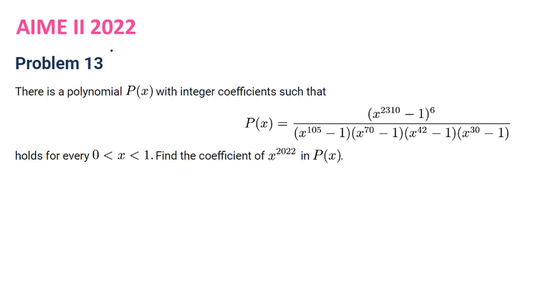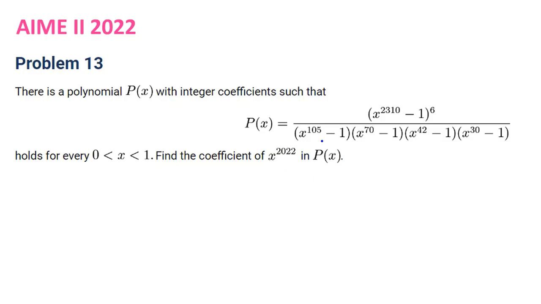AIME 2 2022, problem 13. There is a polynomial P of x with integer coefficients such that P of x equals (x to the 2310 minus 1) all to the power of 6, over (x to the 105 minus 1) times (x to the 70 minus 1) times (x to the 42 minus 1) times (x to the 30 minus 1), holds for every x from 0 to 1. Find the coefficient of x to the 2022 in P of x.